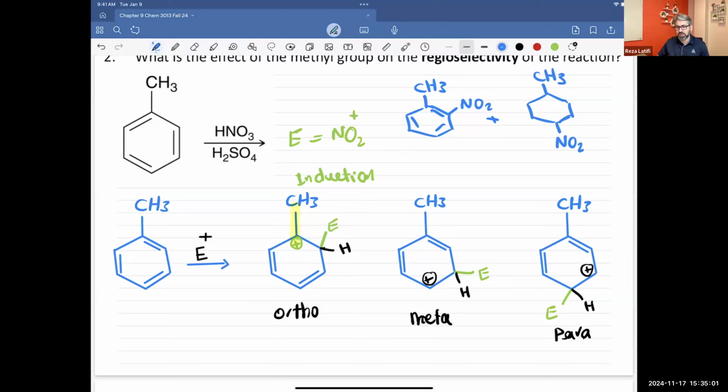Okay, how about the meta? Meta will be a really, really small number. And again, this one is going to be ortho, and this one will be the para addition. Okay, so I said para is the major one, ortho is the second, and the last one is the meta, and you might get something from meta, but a really minor amount.